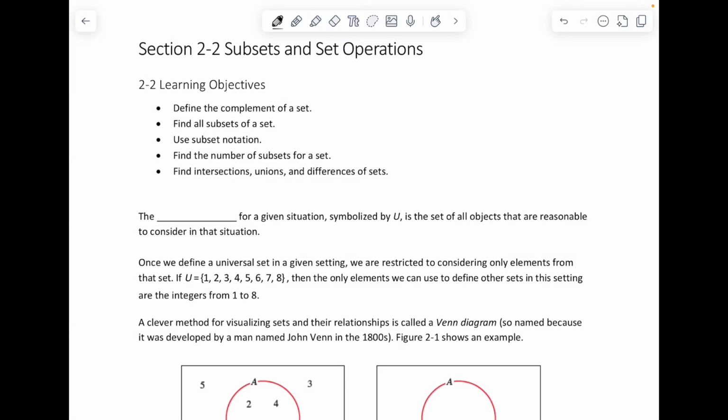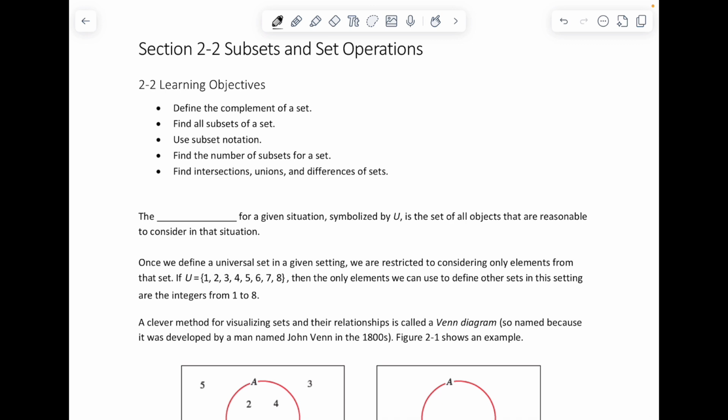In this video, our topic will be subsets and set operations. Our learning objectives will be to define the complement of a set, find all subsets of a set, how to use subset notation, find the number of subsets for a set, and then we'll look at how to find intersections, unions, and differences of sets.